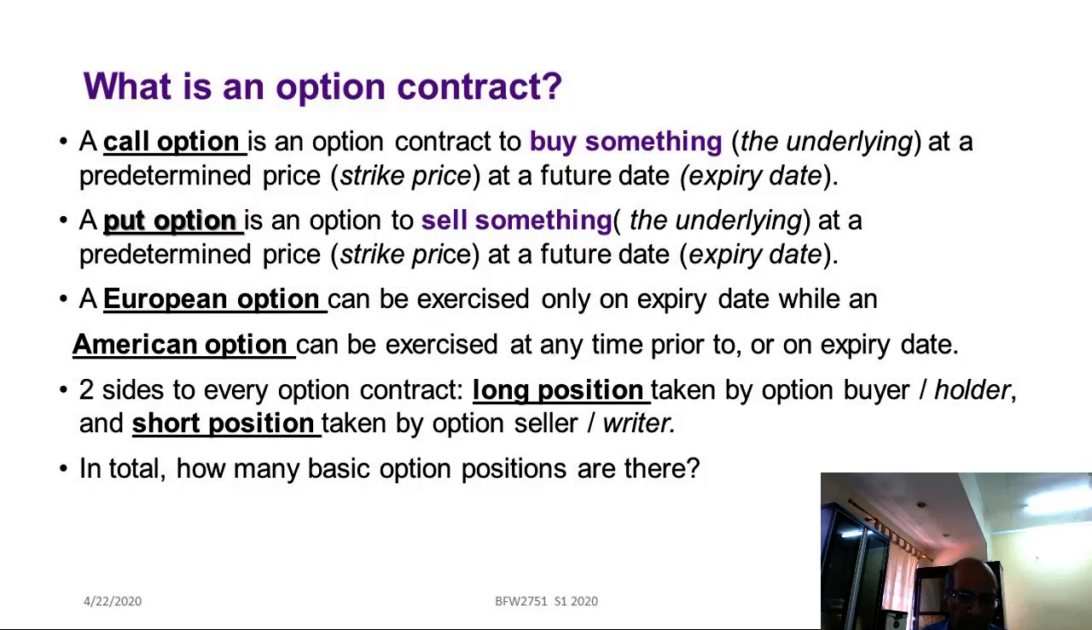So in total, if you look at it, how many basic option positions are there? You have got call option, you have got put option. Both get multiplied by 2 because of long position and short position, that means it becomes 4. You have got a European option and an American option, 6 altogether.